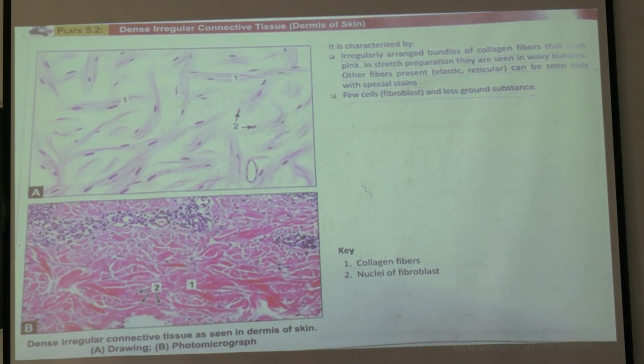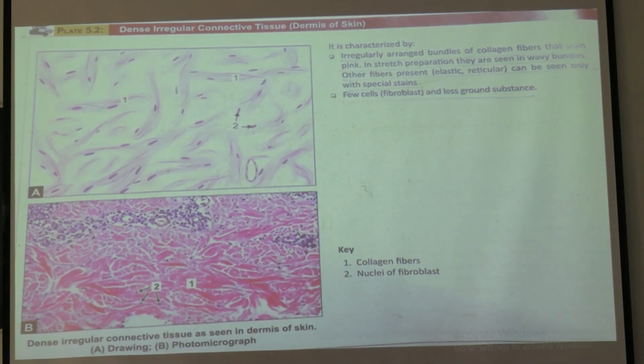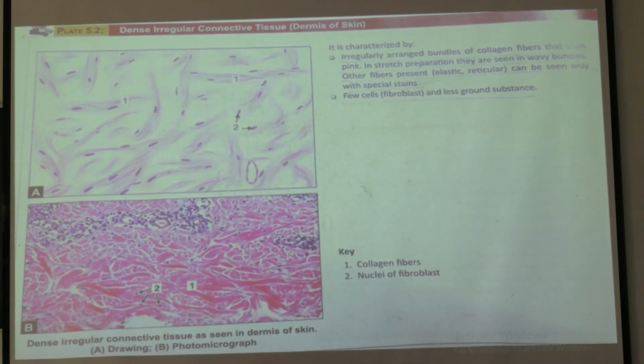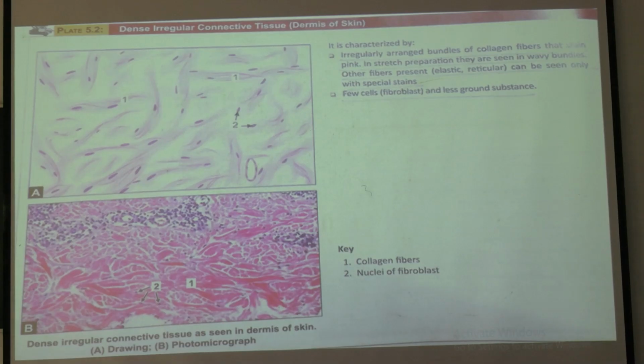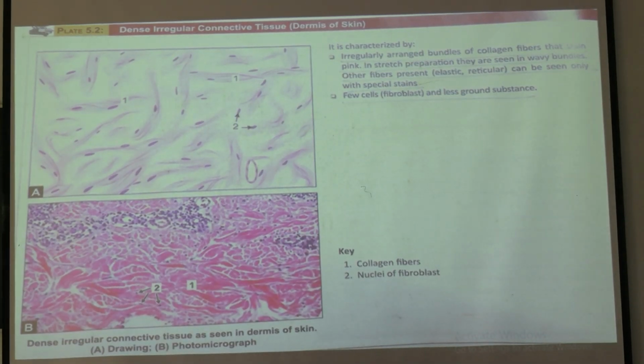Skin slide you have seen previously. It has been focused today also. You see the dermis of the skin, and see this dense irregular connective tissue. Skin is important for epithelium also. Okay, stratified squamous keratinized epithelium is present in the skin.